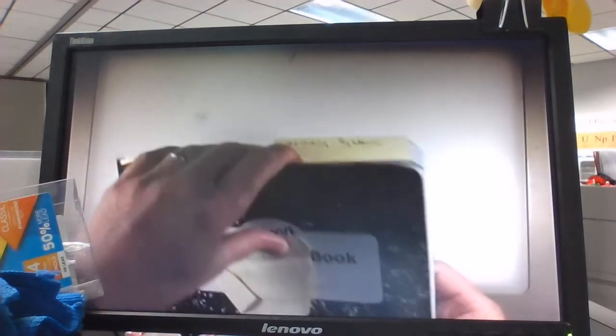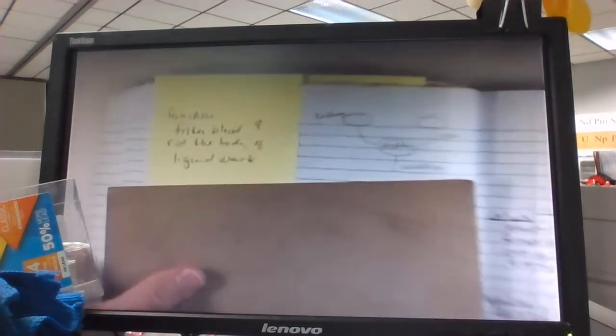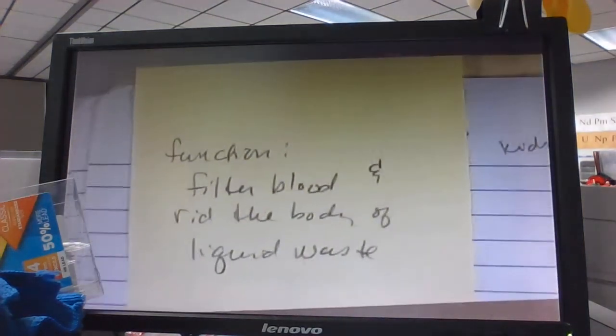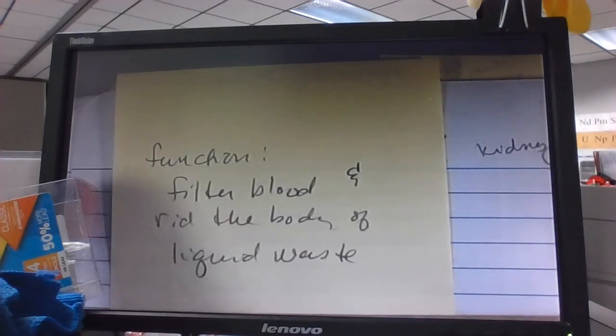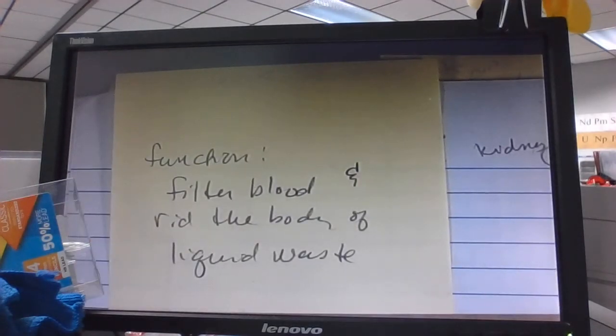Okay, so now we are on the urinary system. The function of the urinary system is to filter the blood and rid the body of liquid waste.